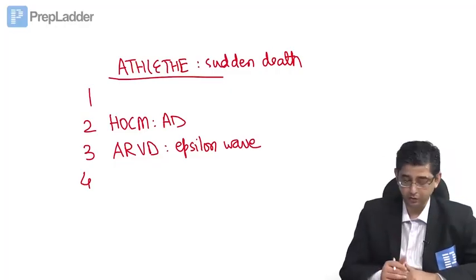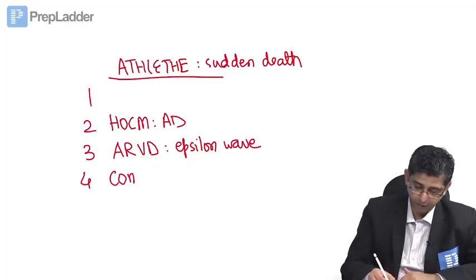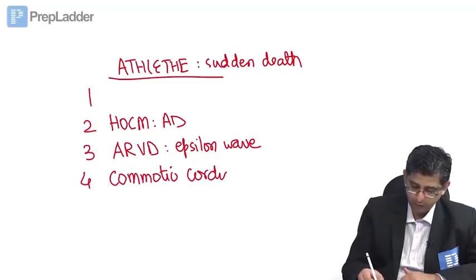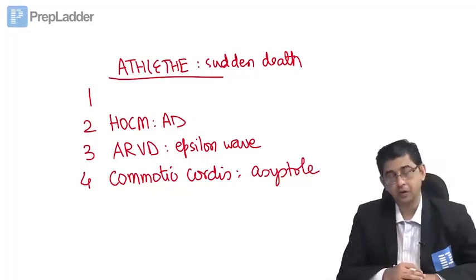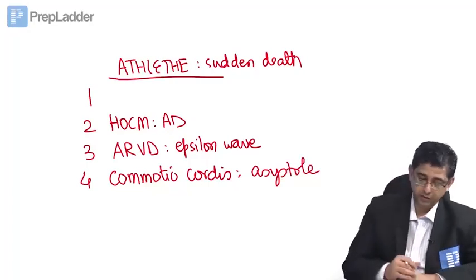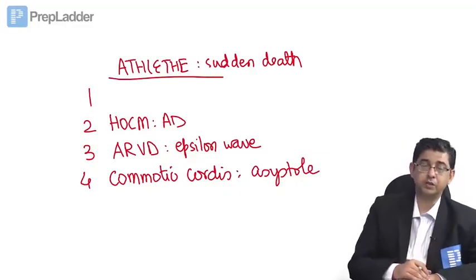Another cause that has to be thought of for sudden death could be commotio cordis, where there could be a blunt trauma to the chest of the athlete and the heart will develop asystole. But still there is sudden death in an athlete during vigorous exercise.